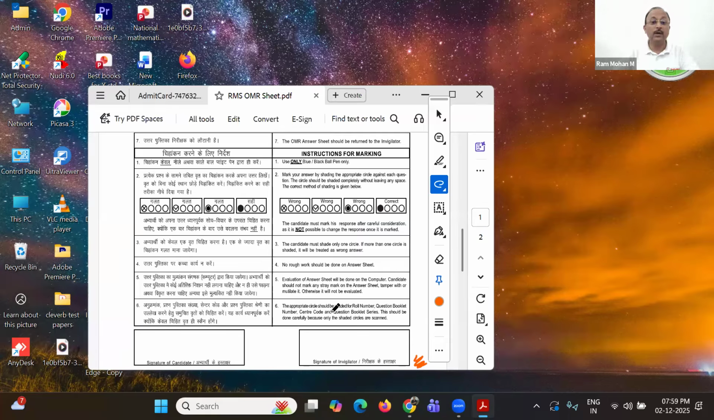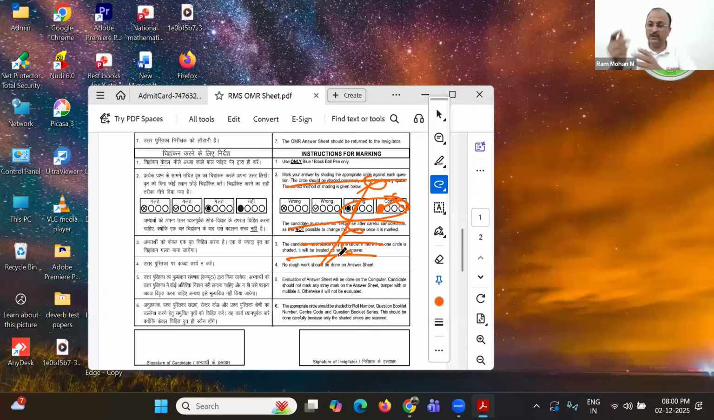And also, evaluation of the answer sheet will be done on the computer. Candidate should not make any stray marks on the answer sheet. Suppose while writing, your hand slipped and one line has fallen like this. What will it do? Question number 2, 3, 4, 5, 6. One question's answer options are here, here, and here. For all these things, whatever you mark, because your answer marking is here, but there's a line on this circle also. So what will it take? This question is wrong. This question also wrong. This question also wrong. So be very careful.